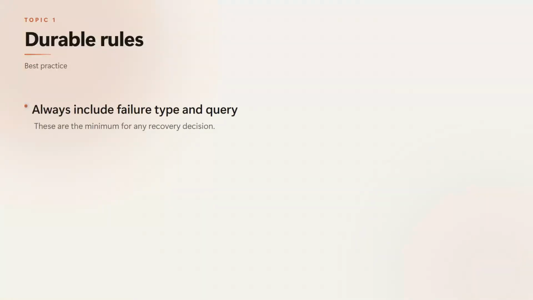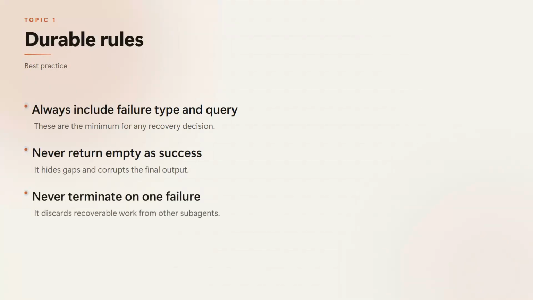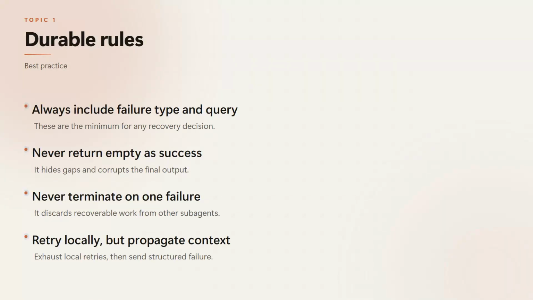The durable rule is, when a subagent fails, return the failure type, the attempted query, any partial results, and alternative approaches. Never suppress errors by returning empty results as success, that makes gaps invisible. Never let one failure terminate the whole workflow, that discards recoverable work. Local retries are good, but when they are exhausted, propagate the context, not a generic status. The reason for rejecting a generic status is that it bypasses the language understanding you are paying for. The coordinator cannot reason about what went wrong.